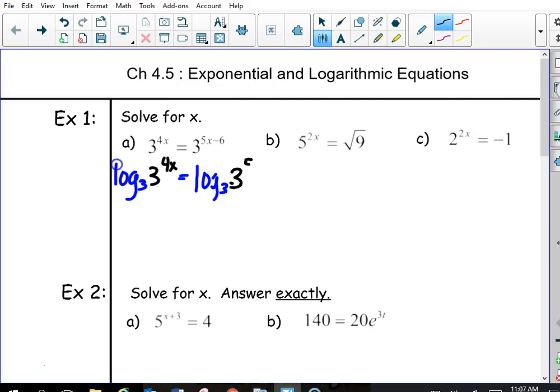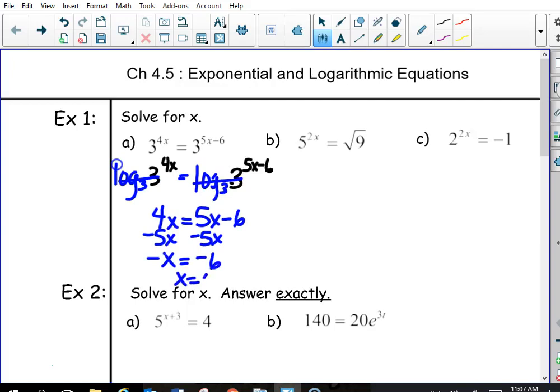Three, 5x minus 6. Now what happens is the log base cancels out the exponent base. Really, we could totally skip this step if we recognized that this would just be the result. Now we just finish solving this thing. Looks like x equals 6. And 6 makes sense. It will work in that equation.